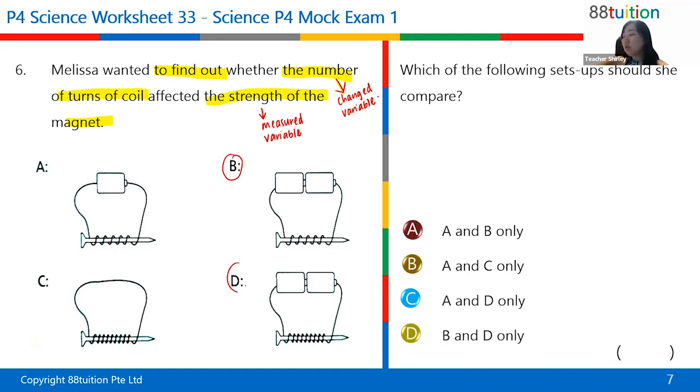As you can see, the only two setups that have the same number of batteries are 1 and 2. The number of batteries must be kept the same because in any experiment, there should only be one change variable. So we will change the number of coils. This one has 5 coils. This one has 9 coils. Okay, so the answer is B and D.